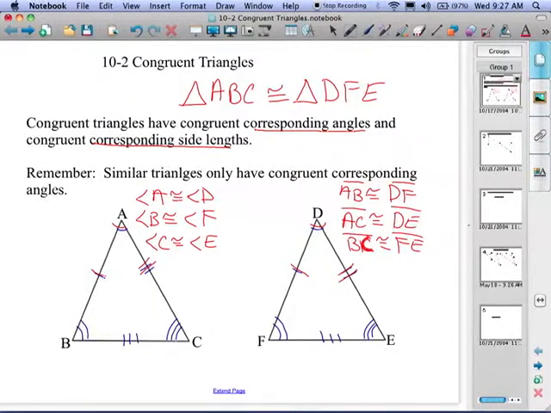So we have triangle ABC and triangle DFE being congruent. Very important to make sure that you get the order correct when you do this. And essentially what you're going to do today is you're going to work on labeling corresponding angles and corresponding side lengths.